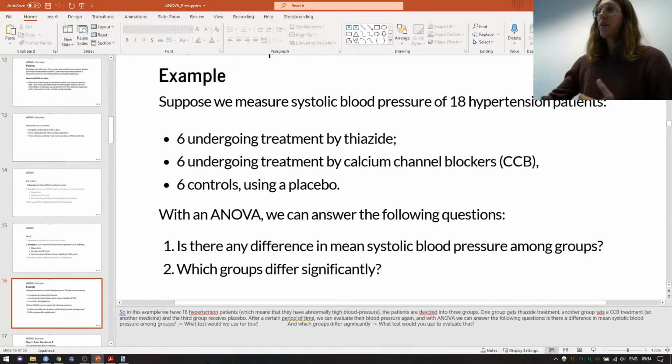Now, after a certain period of time, we measure their blood pressure again, and then we see whether these treatments had an effect or not. So with an ANOVA, we can answer the following questions. Is there any difference in mean systolic blood pressure among the groups? That would be the Omnibus Test. And which groups differ significantly? That would be your post hoc analysis.